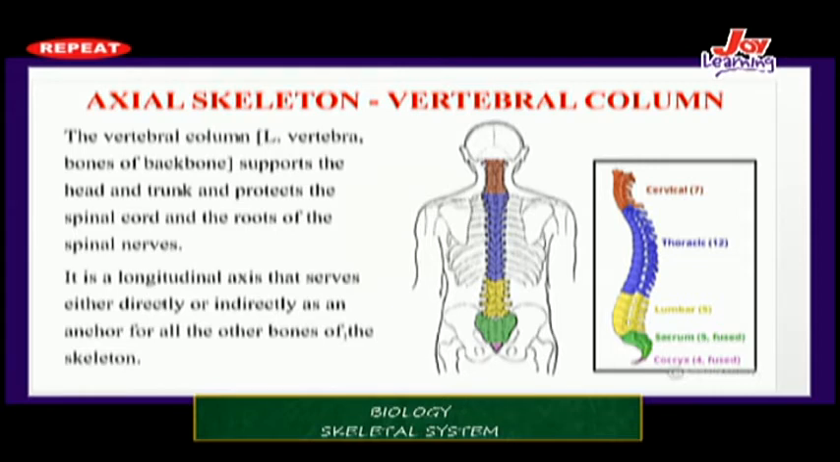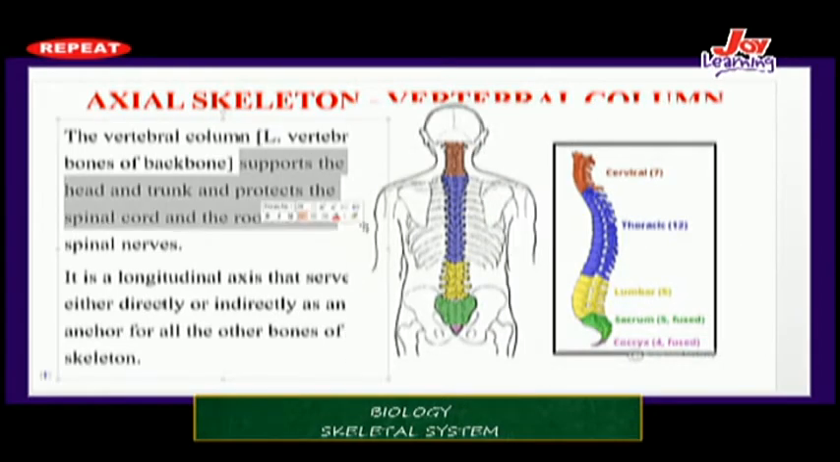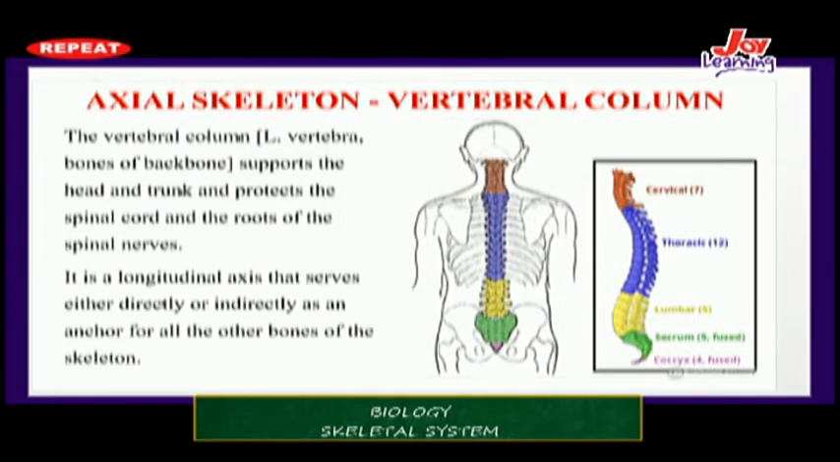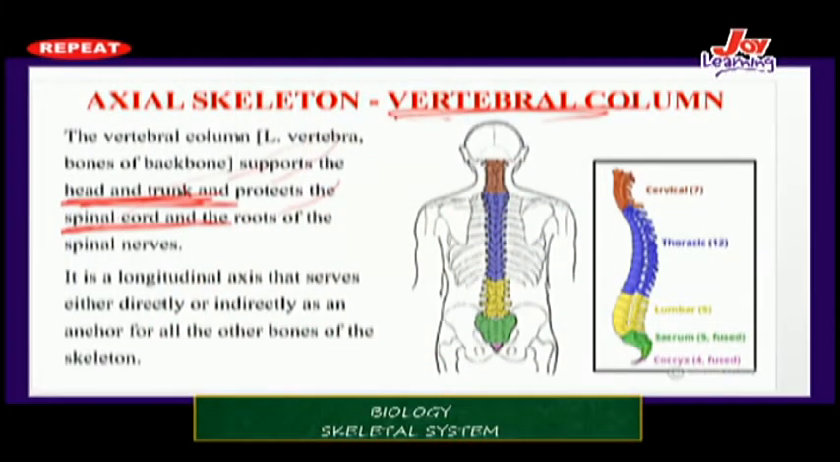Now let's consider the vertebral column. The vertebral column supports the head and trunk, and it protects the spinal cord as well. So one of the features of the vertebral column is that it protects the spinal cord, a very, very important organ in the mammalian system. And there are the roots of spinal nerves that will run in there.